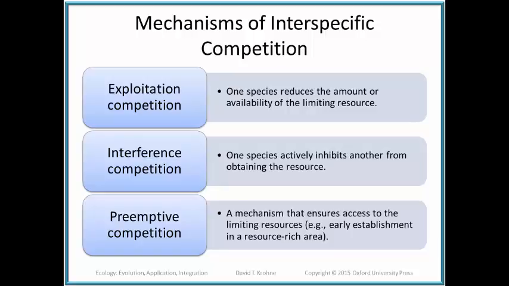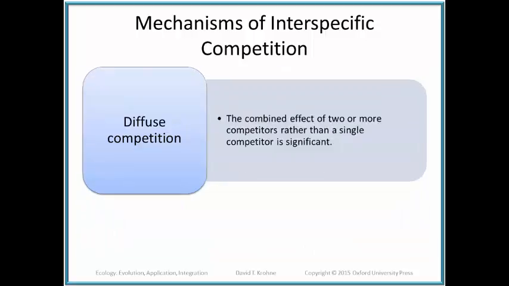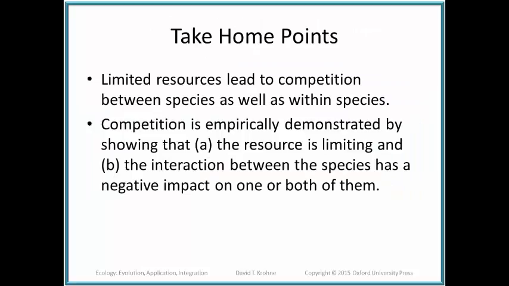Preemptive competition is a mechanism that ensures access to the limiting resources, usually by early establishment in the area, that is, first come, first served. Diffuse competition is competition in which the combined effects of two or more competitors, rather than a single competitor, is significant. So it's interaction of multiple species.